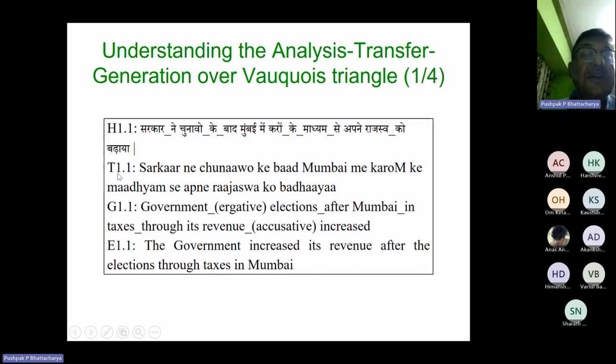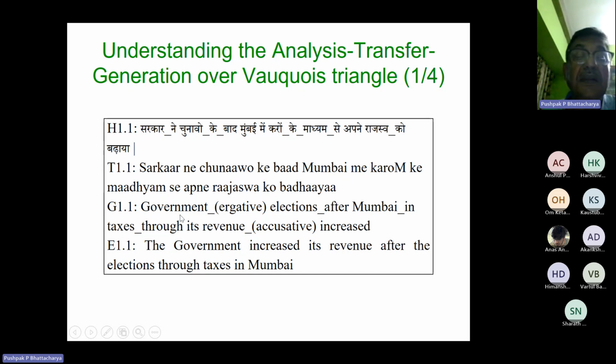So this is the transliteration. H1, the 1 means it is a Hindi sentence. T1.1 means it is a transliteration, T for transliteration. G stands for gloss. We are giving the equivalent word mappings for the Hindi sentence.